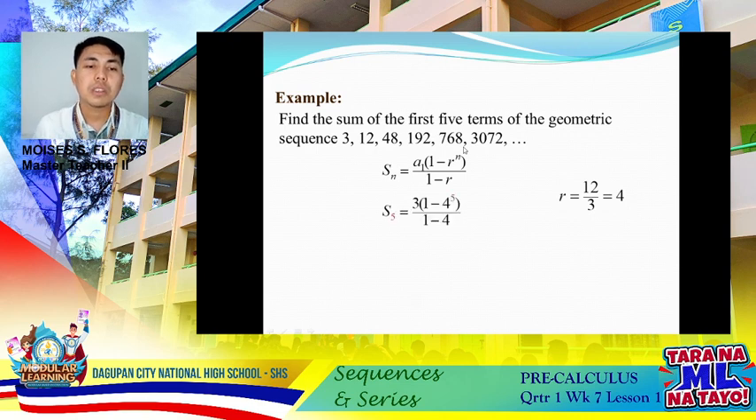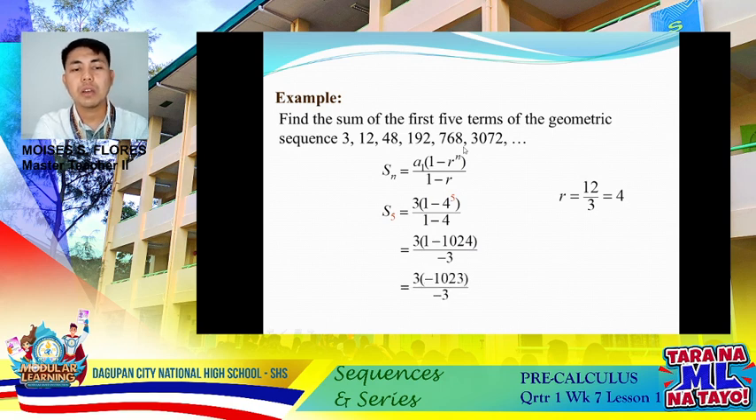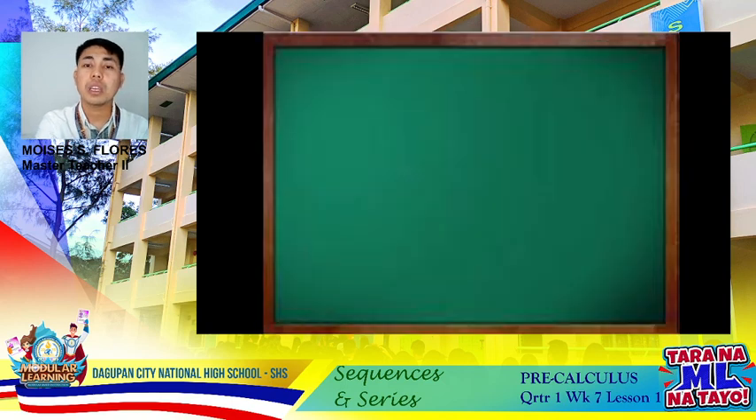Okay, so we simply substitute. Therefore our n is 5 because we are asked there for 5 terms. So 1 minus 4 raised to 5. Okay, and then of course simplify it further. 3 times quantity 1 minus 1024 over negative 3. Okay, so there you have. And final answer is 1023. Okay, so the sum of the first 5 terms of your geometric sequence is 1023. Okay, so that is all about geometric series.